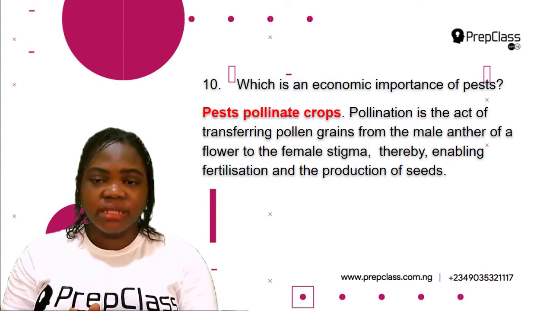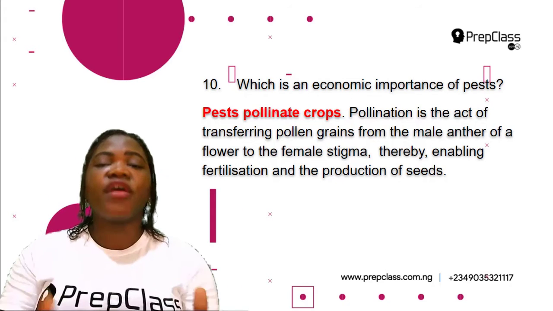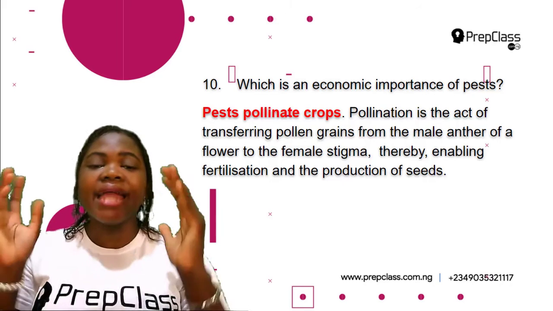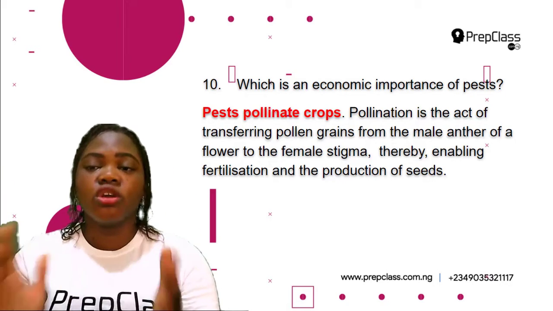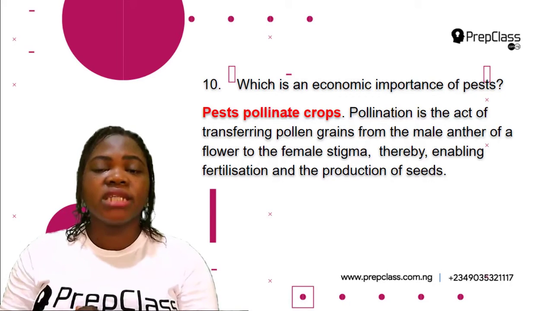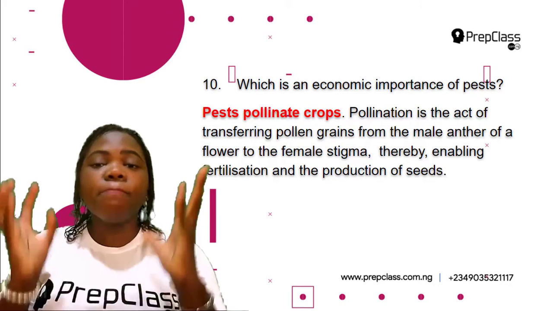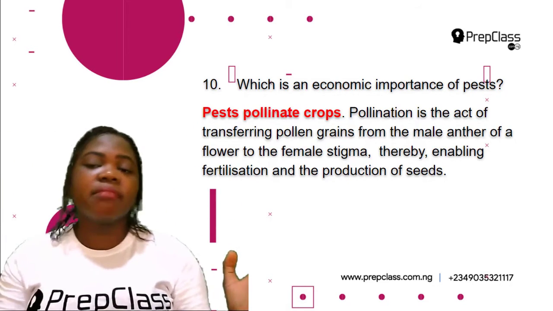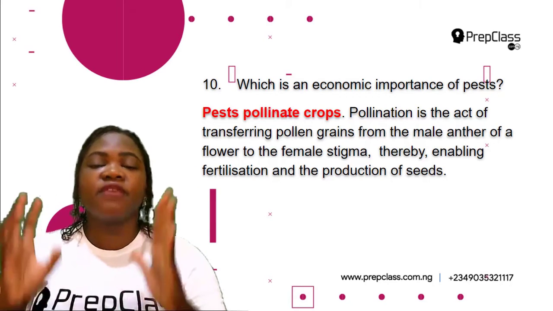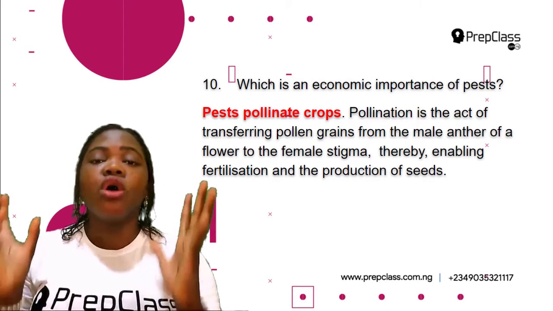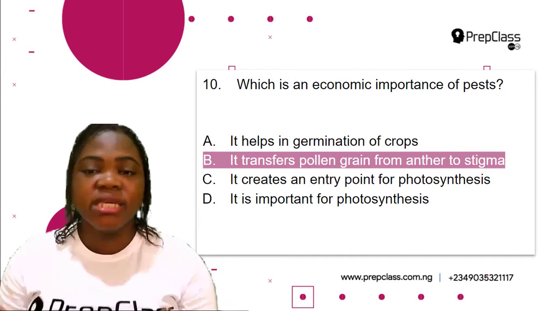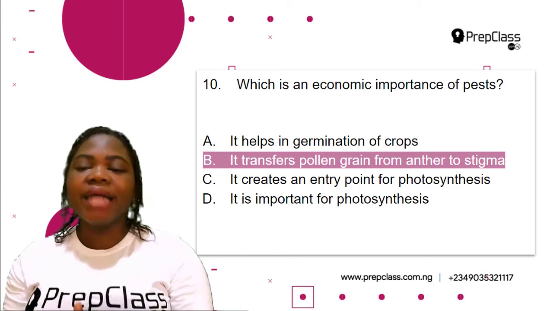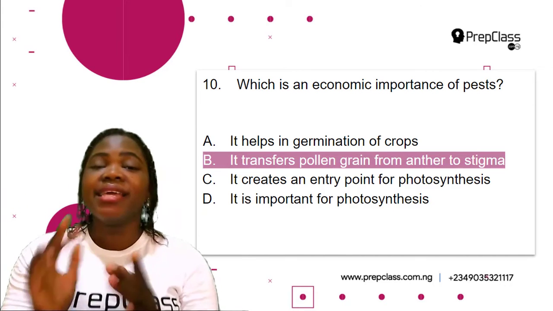What does pollination mean? Pollination is the act of transferring pollen grains from the male anther of the flower to the female stigma, thereby enabling fertilization and the production of seeds. So this is an economic importance of pests. Pests help to pollinate plants. Okay, it helps to transfer anther to the female stigma. Okay, so this helps in fertilization and the production of seeds. So the correct option here is B. The economic importance of pest is that it transfers pollen grains from anther to stigma. So the correct option here is B.